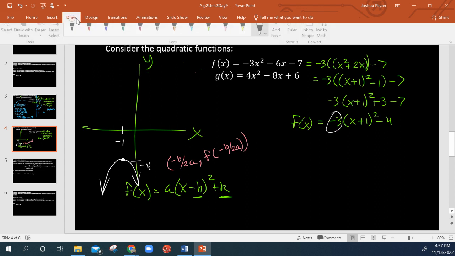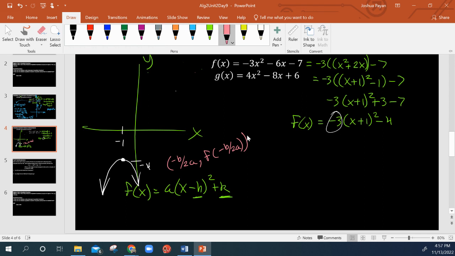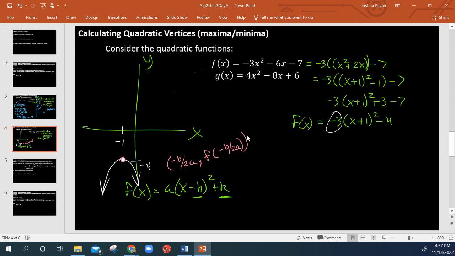Okay, so now let's use our little formula here to see if we get the exact same vertex, right? So negative b, negative 6, right? So that's negative b, negative 6 over 2 times a. Okay, so then we're going to end up with 6 over negative 6, which is negative 1. Well, hey, that worked out. Negative 1.